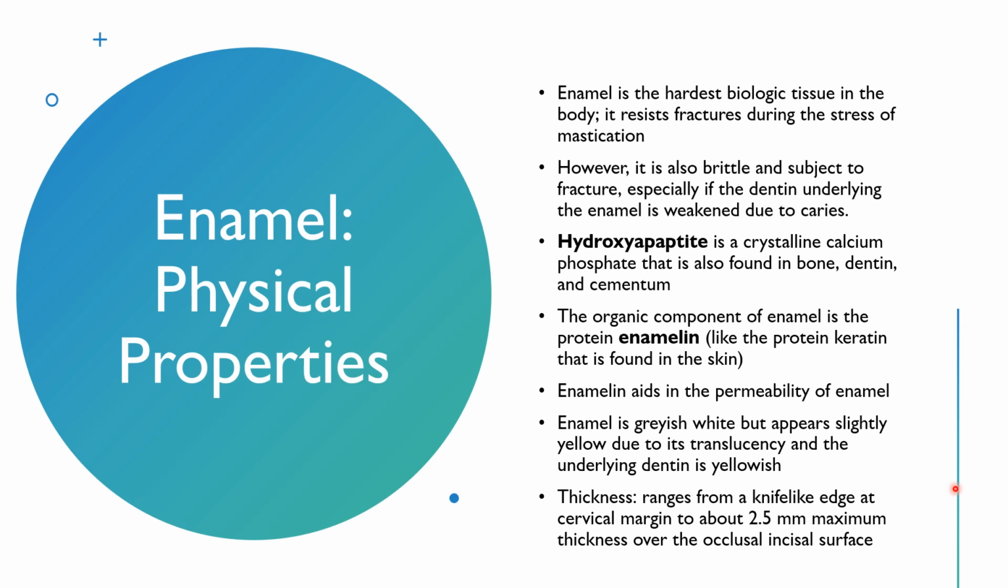Now the thickness ranges depending on the part of the tooth. So it ranges from a very knife-like edge. So imagine really nicely tapered, like the edge of a knife at our cervical area, right by the cervical margin, to about 2.5 millimeters of thickness over the occlusal and incisal surfaces. Okay, so that's where the enamel would be its thickest.